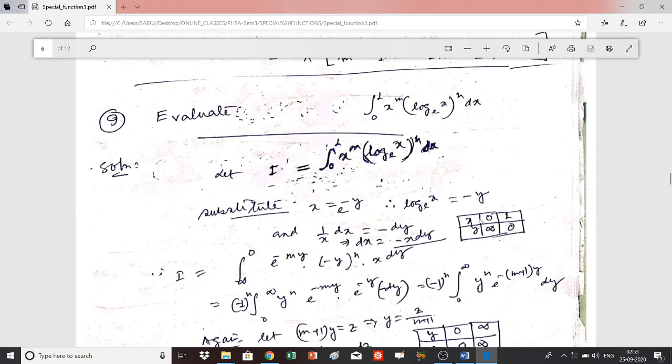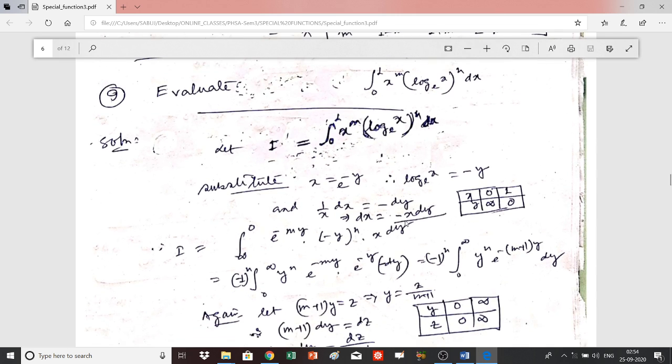When x is equal to 0, then y will be infinity, and when x is equal to 1, then y will be 0. So the limit of integration becomes infinity to 0. Then x to the power m means e to the power minus my. Then log x, and you know from here log x is equal to minus y, so it will be minus y to the power n. This n is here, and then you see from here that dx is equal to minus x dy, so that is here x dy with a negative sign.